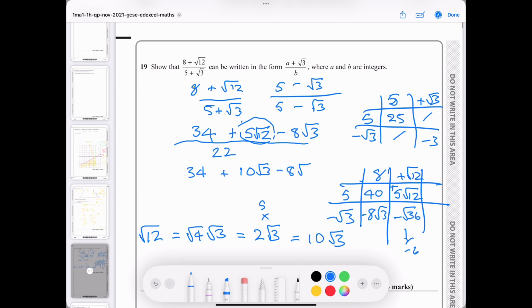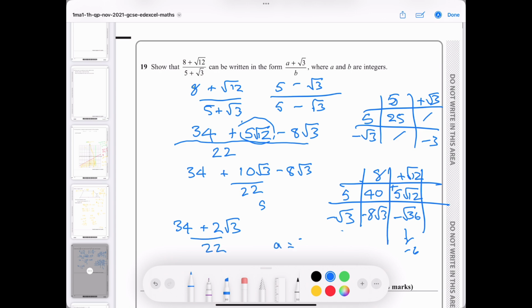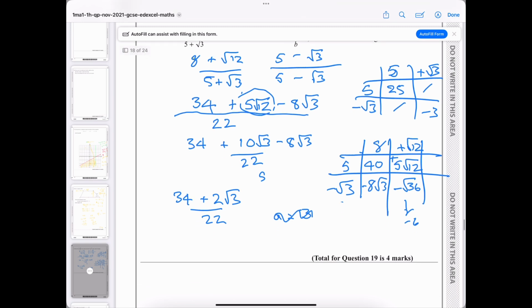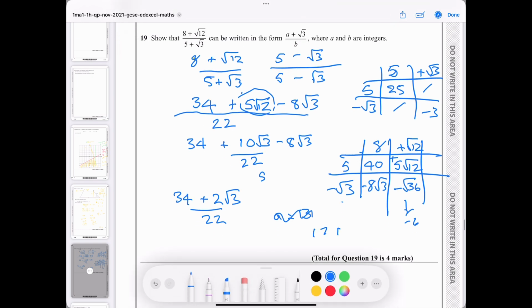minus 8 root 3 over 22, which now I'm slightly regretting putting that in there. Let's just do this. And this will be 34 plus 2 root 3 over 22. So A equals 34. Oh, no, we can divide that through by 2. So we basically get 17 plus root 3 over 11. And that's the answer.